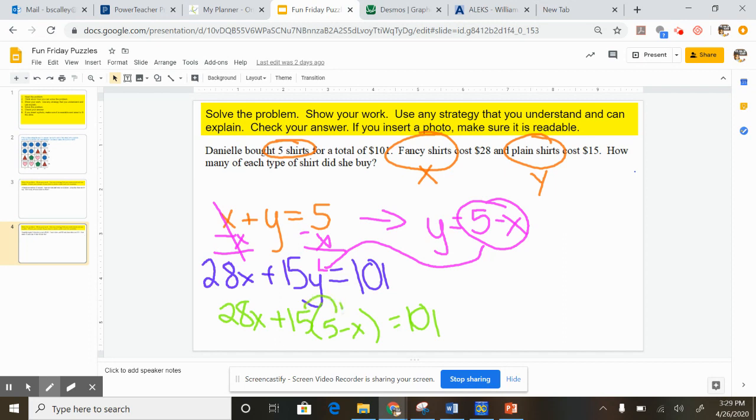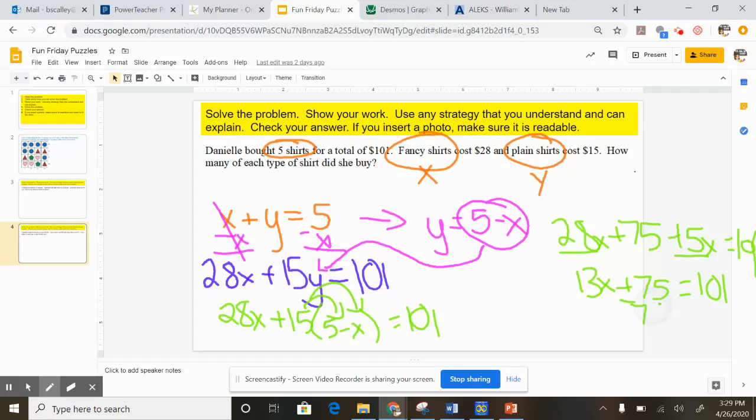I'm going to have to distribute here, and I'm going to go off to the side, but I'm going to have 28x plus 75 minus 15x equals 101. Ugh, running out of room here, but you know that says 101. Oh wait, I'm sorry, that was a minus 15x. Sorry, I'm sloppy. So that's going to be 13x plus 75 equals 101.